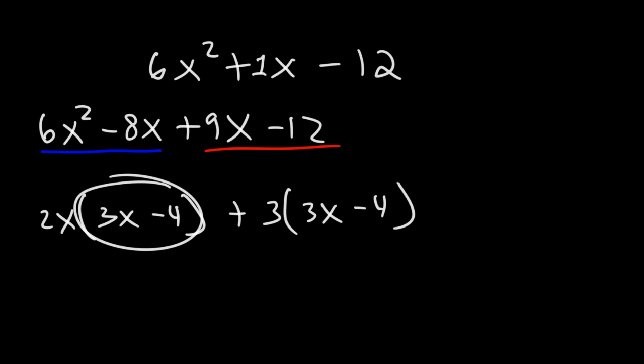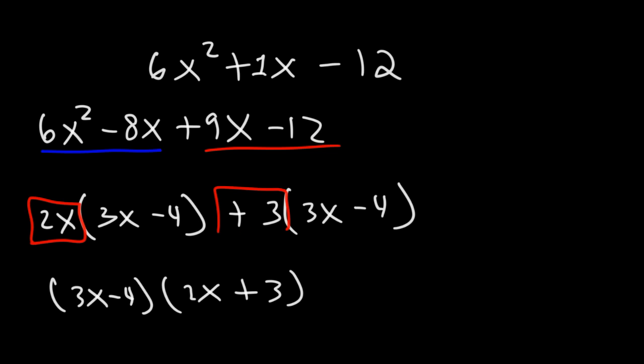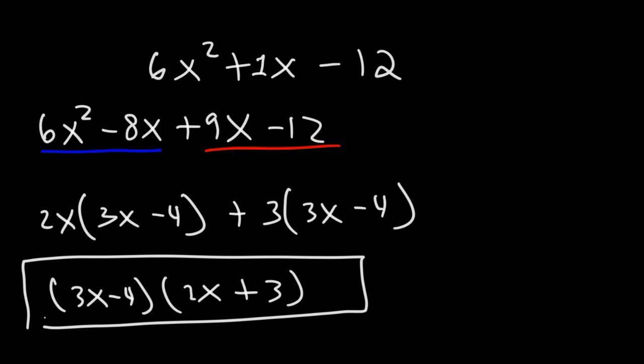Now, notice that we get the same factor here. That tells us that we're on the right track. So we're going to factor out 3x minus 4 from these 2 terms. If we take out 3x minus 4 from this term, what we have left over is the 2x. And if we take it out from this term, what we have left over is a 3. So basically, what you see here goes in the second parentheses. So this is our answer. It's 3x minus 4 times 2x plus 3.